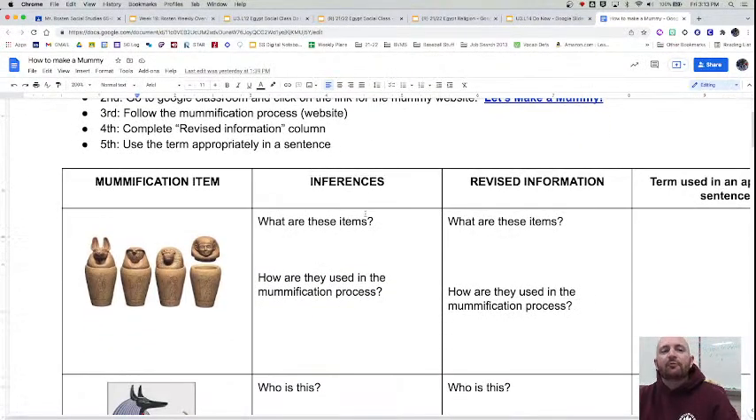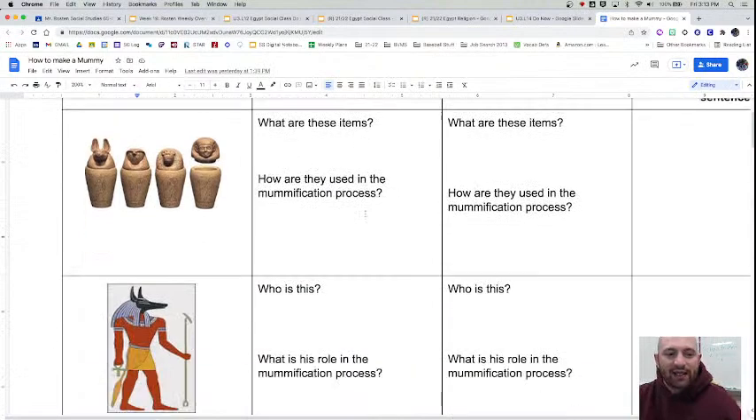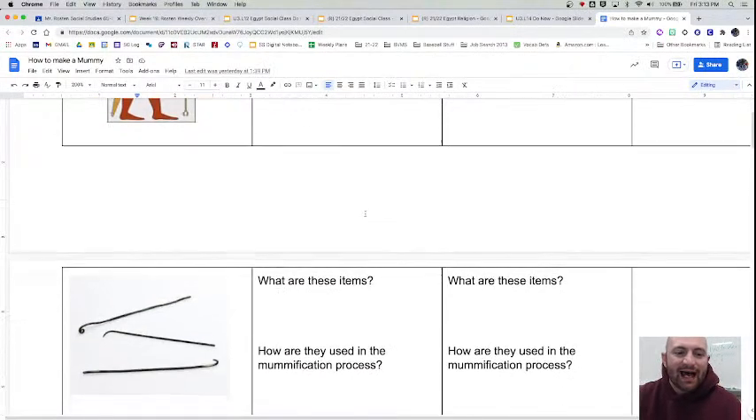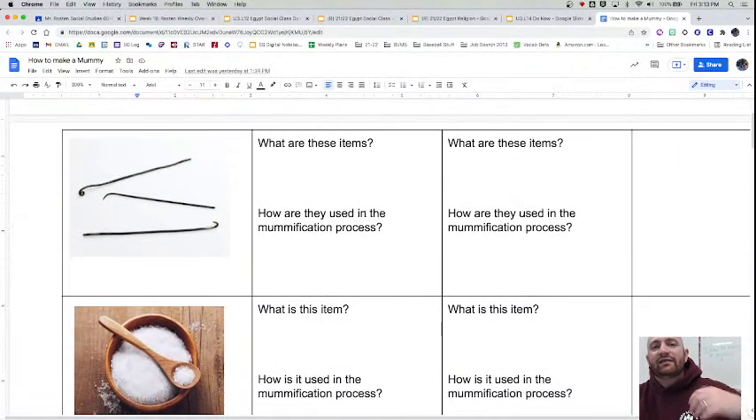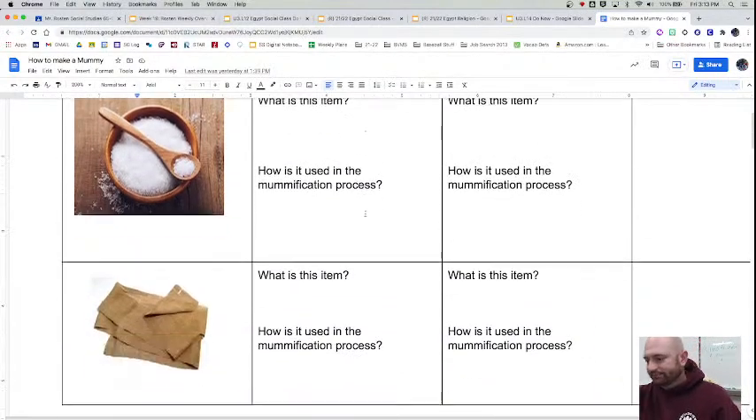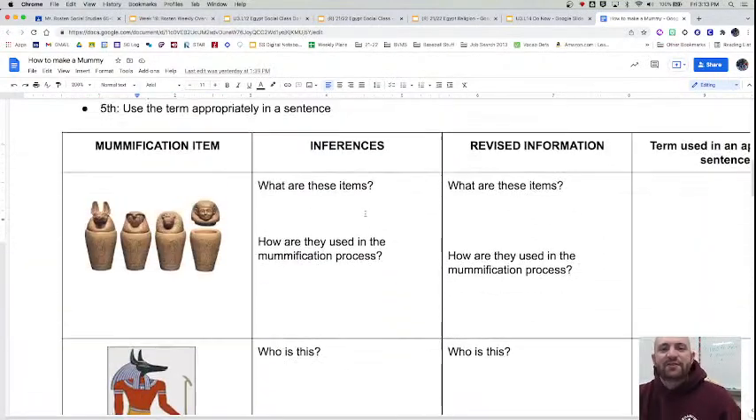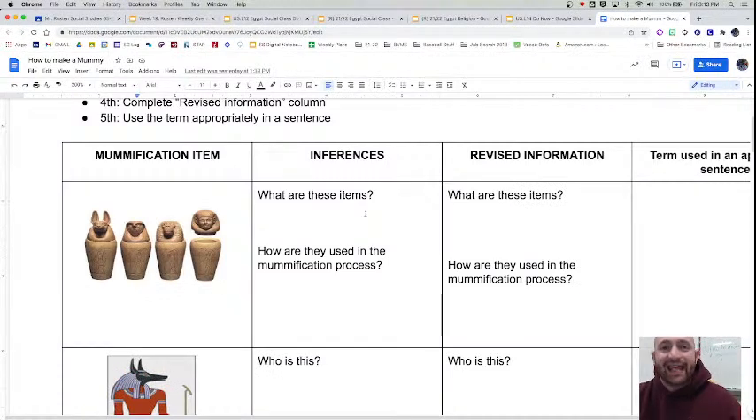Well, first, we made some inferences, right? We looked at the objects and the people who deal with the mummification process. Remember, an inference is an educated guess. So you're using that background knowledge that you have, all the things we've learned about ancient Egypt up until this point. You use your prior experiences, the stuff that you have just by being you, and you make an educated guess as to what the things were and what they were used for, right?